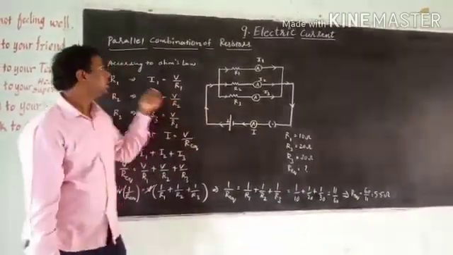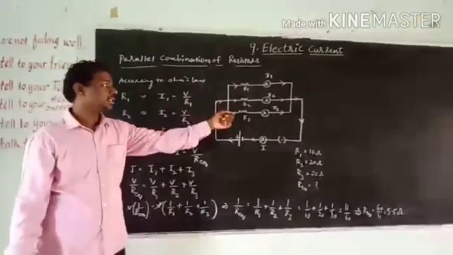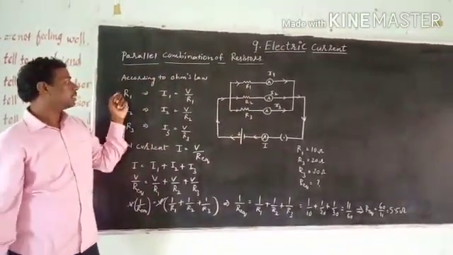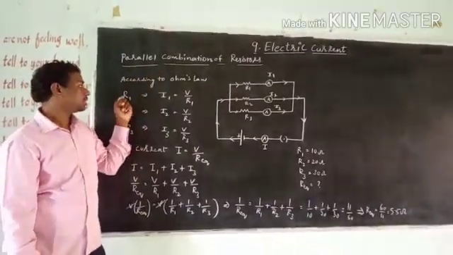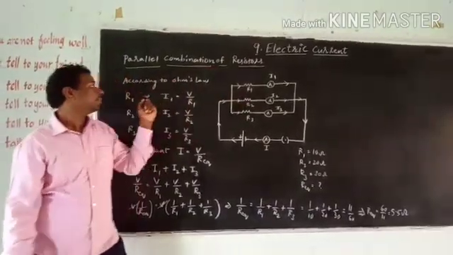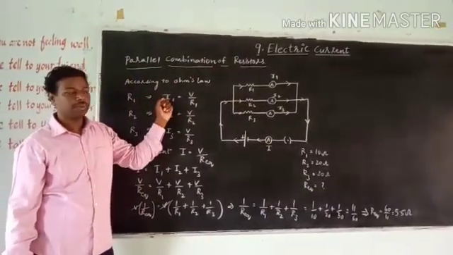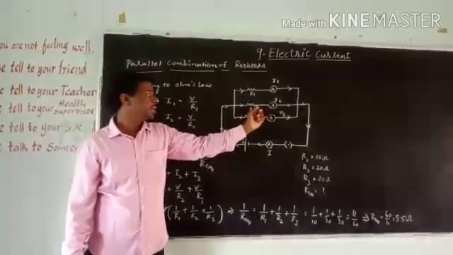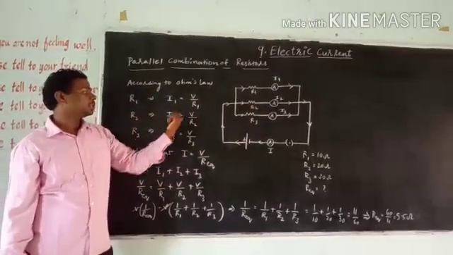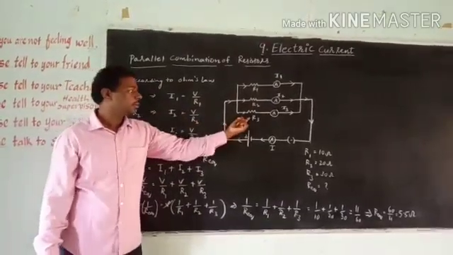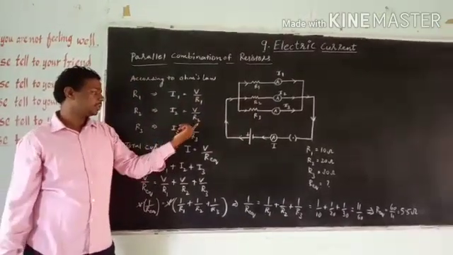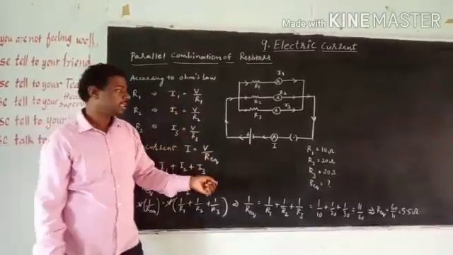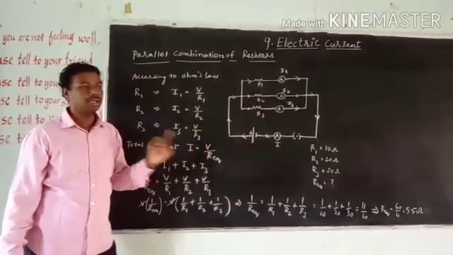Now let us see what is the total effective resistance whenever we connect three resistances in parallel combination. Let us see by applying Ohm's law. At R1, by applying Ohm's law, the amount of current I1 is equal to V by R1. In the same way, applying Ohm's law to second resistance, I2 is equal to V by R2. By applying Ohm's law to third resistance, I3 is equal to V by R3. In parallel combination you will observe one common thing, that is potential difference remains constant.